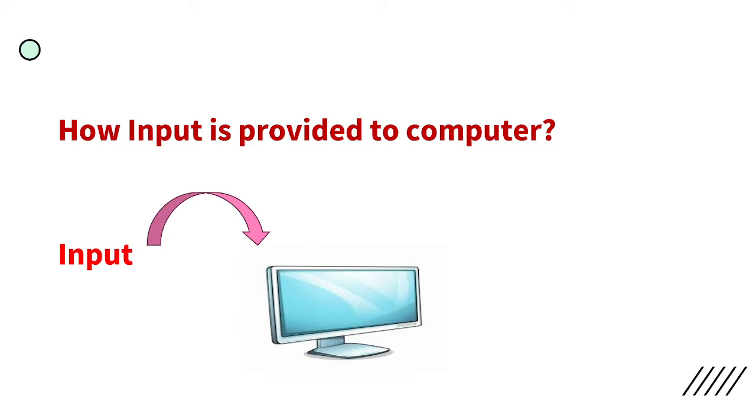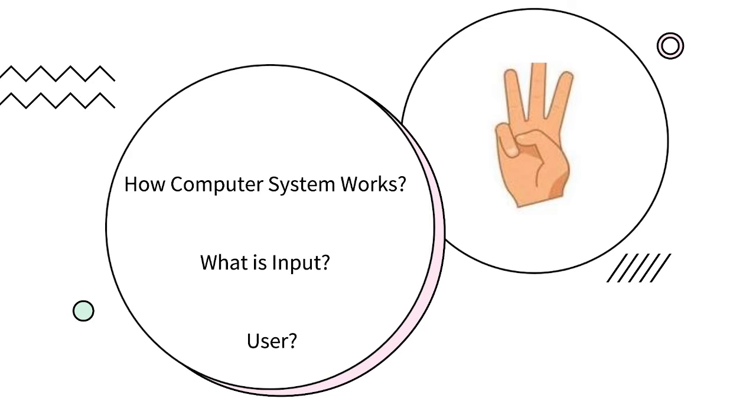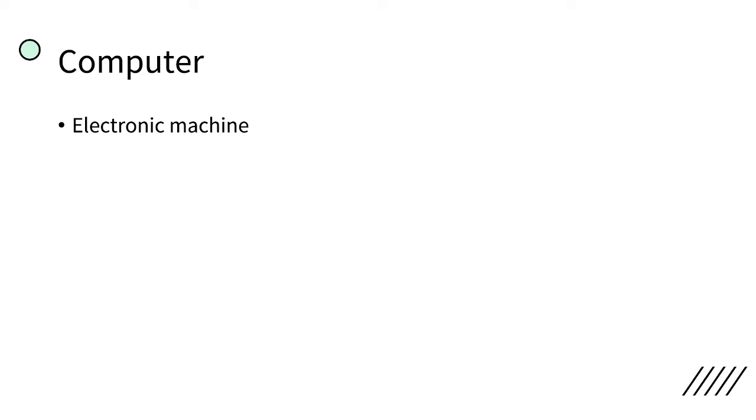This is our today's topic. Before going to answer this question, one should understand three things. And those are how computer system works, what is input and what is a user. As we all know, computer is an electronic machine which requires input data from the user action and processes that input data to produce a desired output.